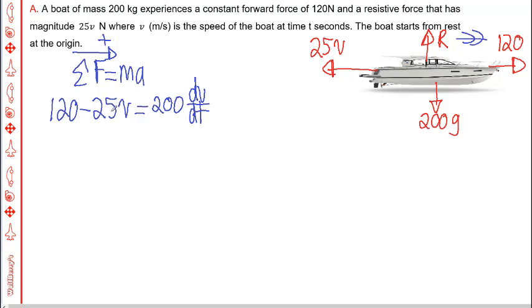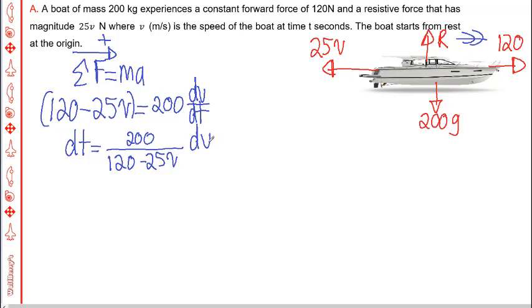Now, when you're manipulating this in order to separate the variables, whenever you have a plus and a minus between your forces, you have to keep this together at all times. You can't separate this because it won't help you. So we're going to multiply both sides by dt and divide both sides by this bracket here. So we're going to get dt is equal to 200 divided by (120 minus 25v) dv. We've now separated the variables, so the v's are on one side and the t is on the other side. Now you can go ahead and integrate both sides.